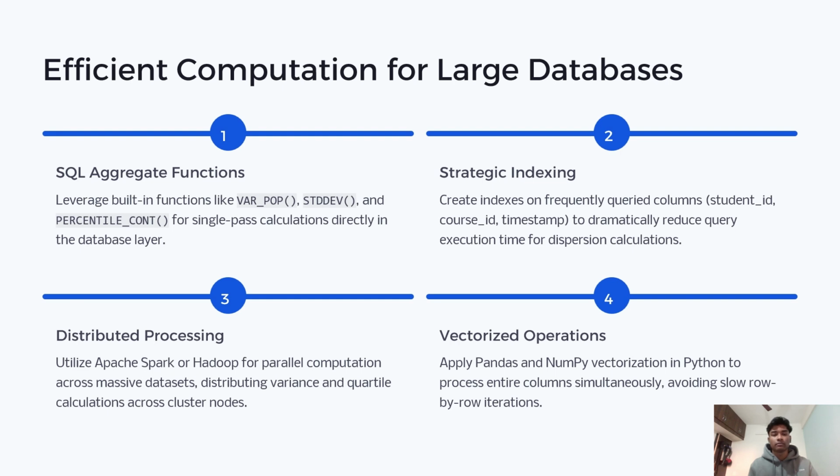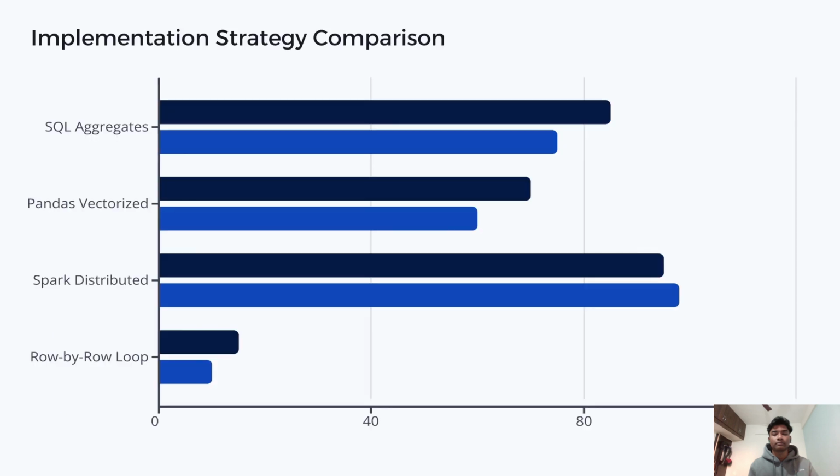Number three, distributed processing on Spark or Hadoop. For huge data sets, distributed systems process calculations across multiple nodes faster and more scalably. Number four, vectorized operations in Python. Using NumPy and Pandas, we can compute metrics on entire columns at once, avoiding slow loop-based operations.